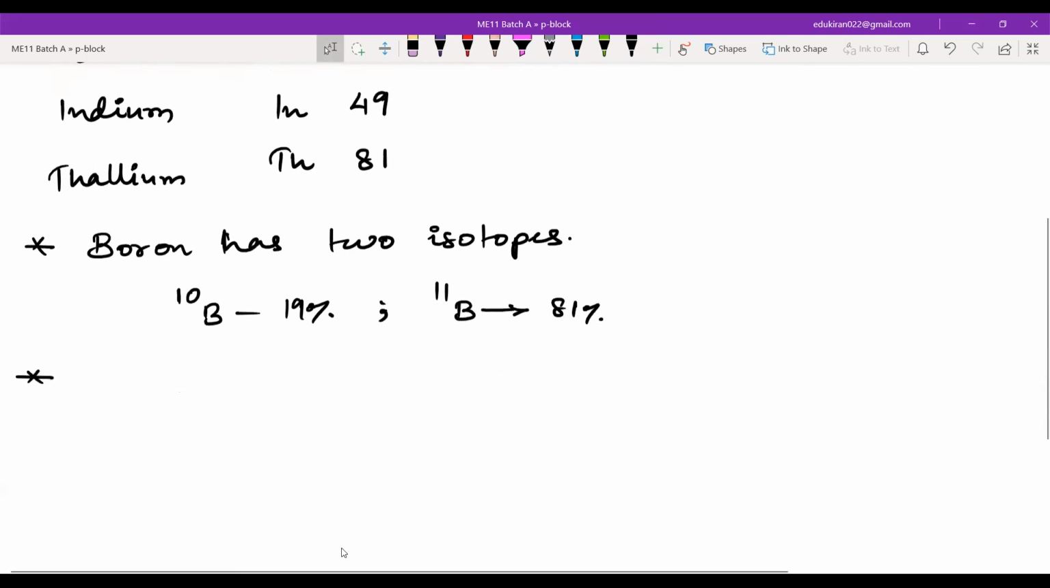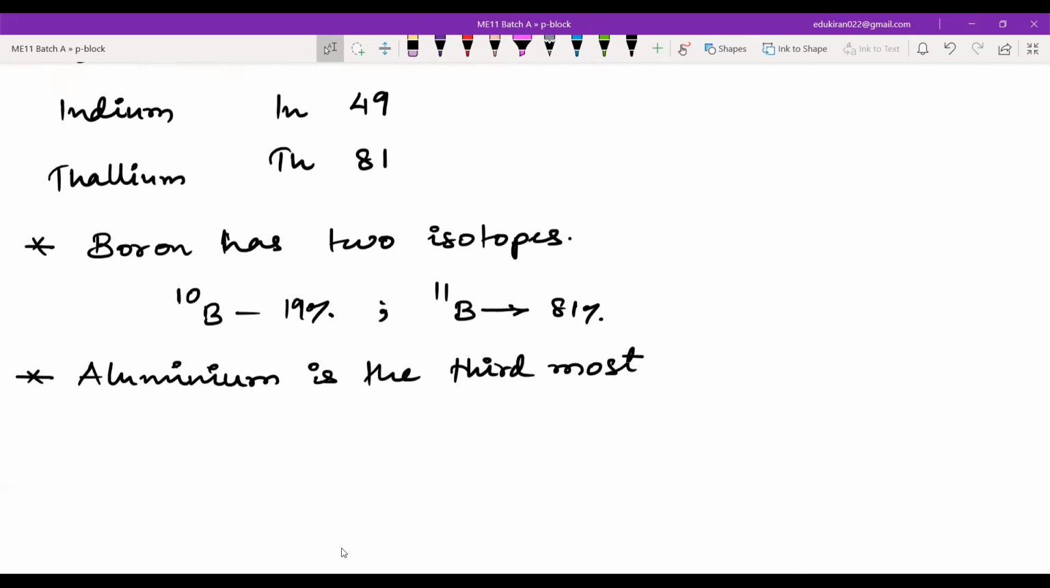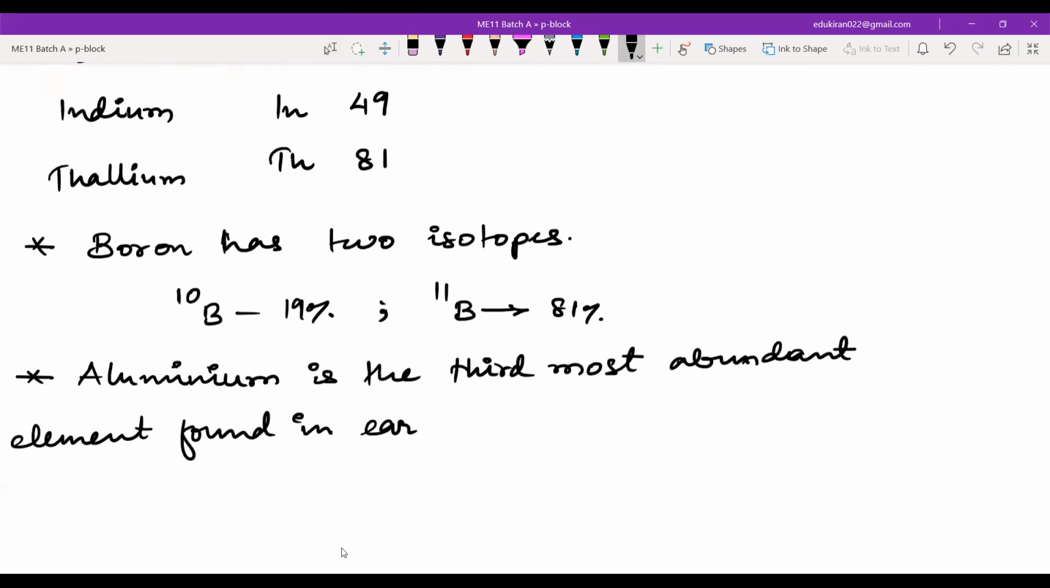Next is aluminium. Aluminium is the third most abundant element found in Earth's crust.